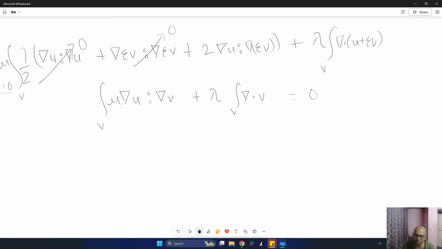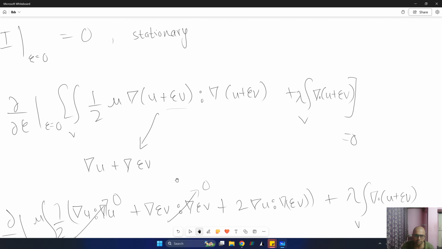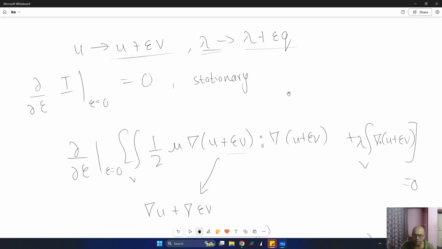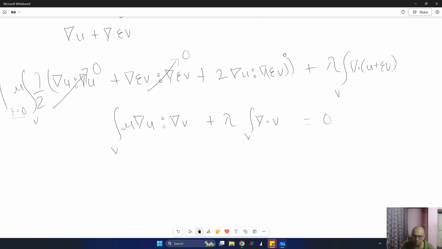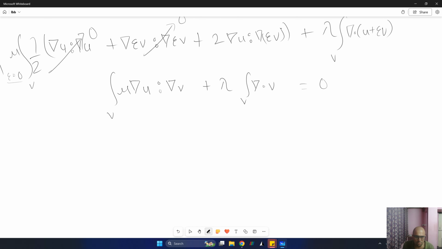So now let's do the second perturbation, which is with respect to this guy, and this lambda is really present only here, so this is simpler. And so when you take the partial derivative, since the perturbation is lambda goes to lambda plus epsilon q, we would just get integral over the volume of q del dot u is equal to 0, right.